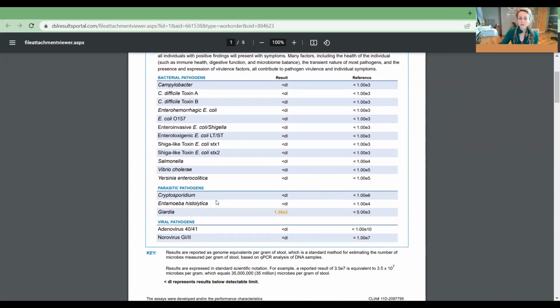If we look here at the parasites, in this case, Giardia, which is a parasite, is detected here. So even though it's not flagged as high, it is still something that is very important that most likely needs to be treated, especially if it's correlating with symptoms.